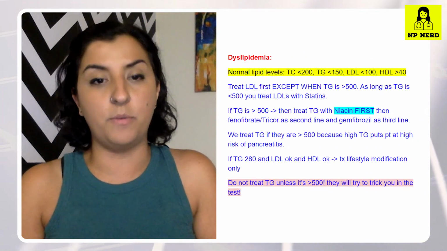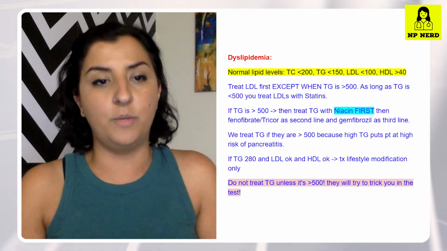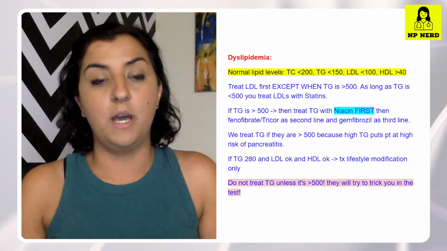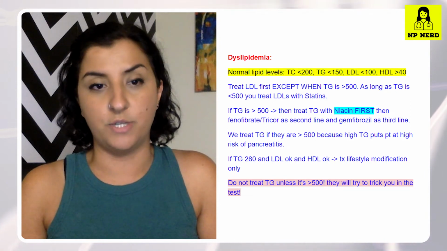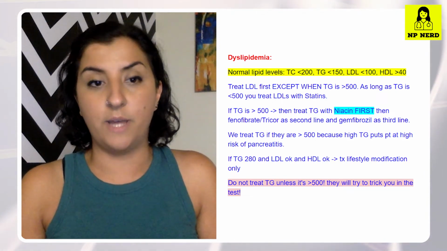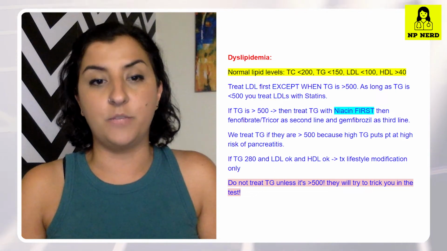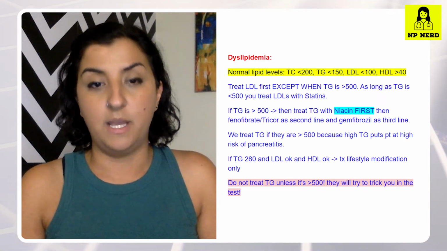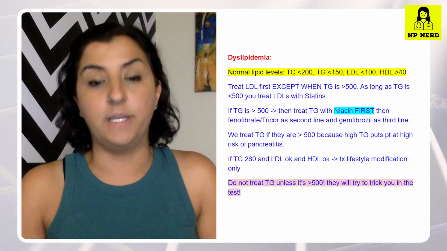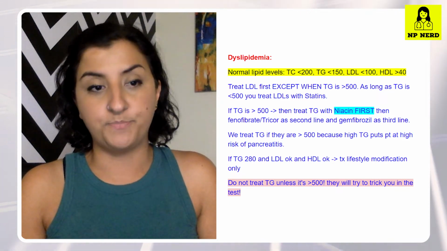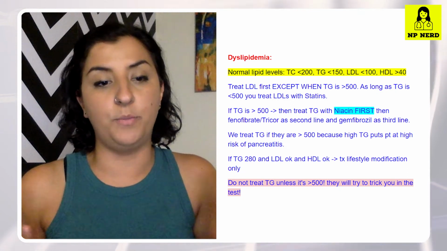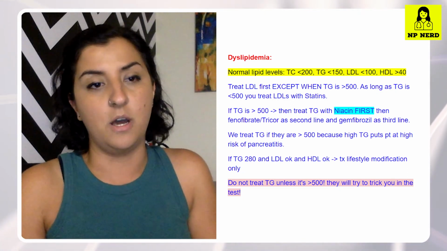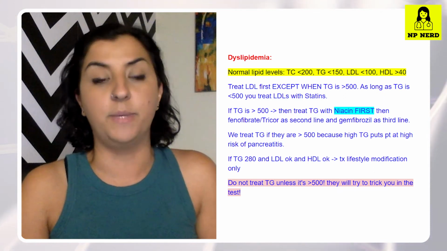Now I need you to remember these levels, normal lipid levels. So TC is your total cholesterol. The normal is less than 200. Triglyceride, TG, the normal is less than 150. LDL, normal is less than 100. And HDL, that's your good lipid, the normal is over 40. Remember these because this will help you answer any questions that are related to treatment of high cholesterol, high lipids.